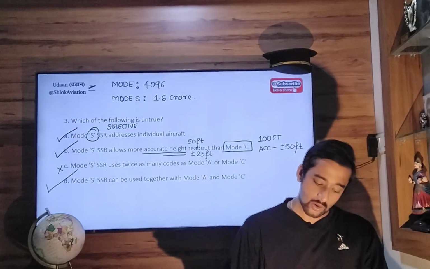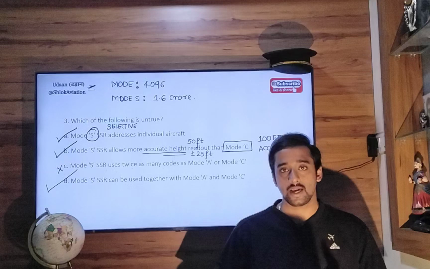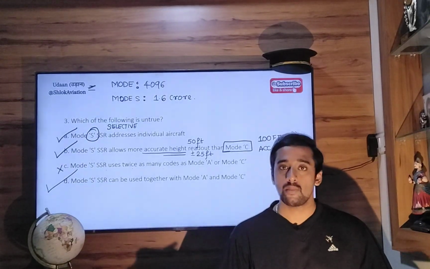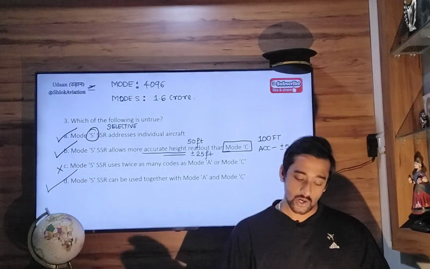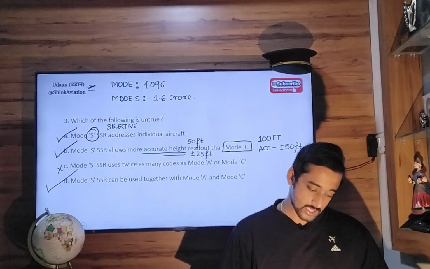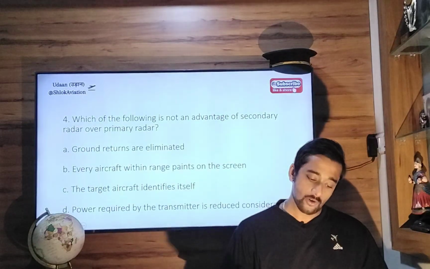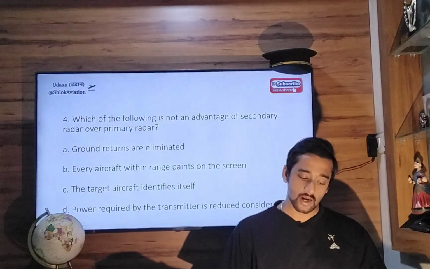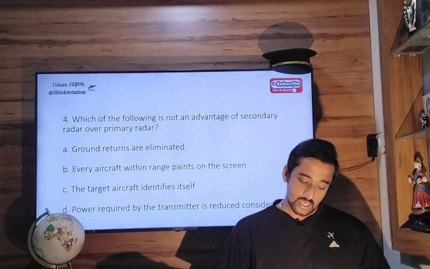Mode S can be used together with Mode A and Mode C. Mode S has the capability to answer interrogations of Mode A and Mode C as well. Next, question 4. Which of the following isn't an advantage of secondary radar over primary radar?